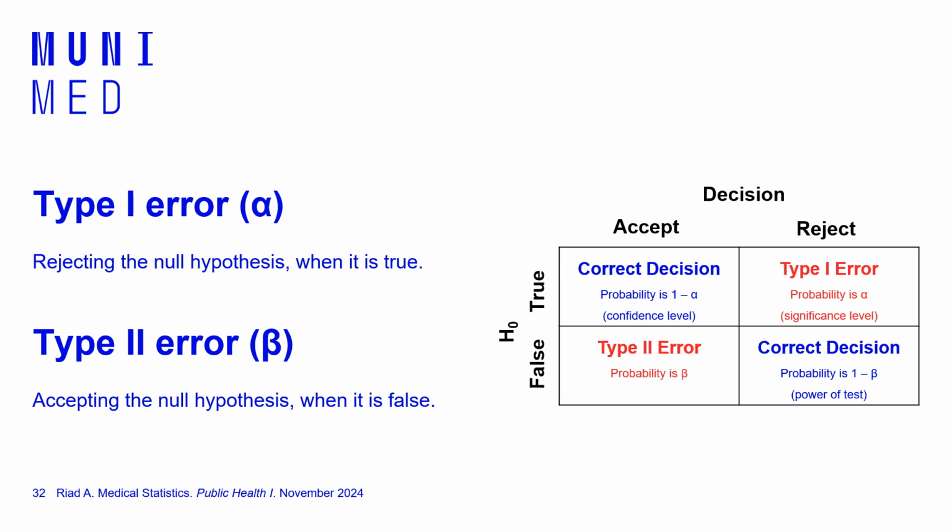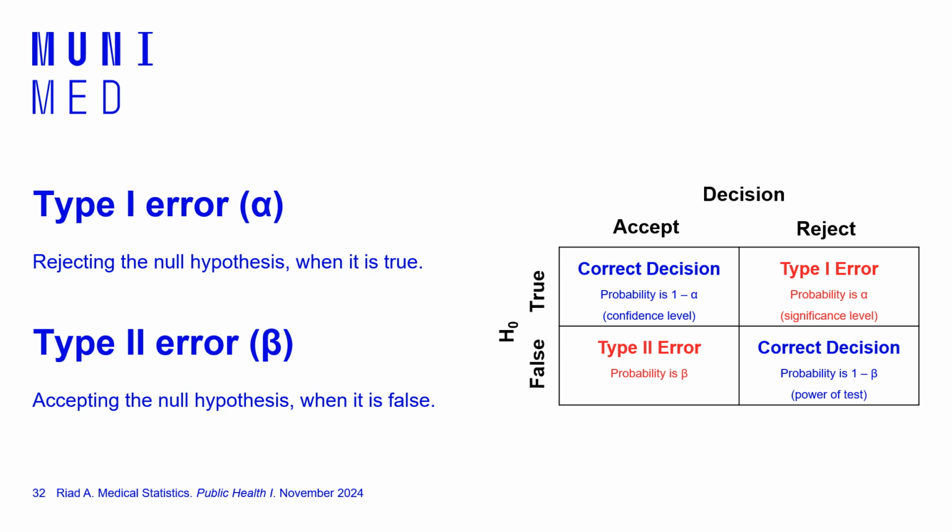On the other hand, if you accepted the null hypothesis while it was false, you are making a mistake, because you should not accept something that is false. And this is called the type 2 error or beta error. However, if you rejected the null hypothesis that was false, in this case you are making a correct decision, and this correct decision is called the power of the test, or probability, which is 1 minus beta.